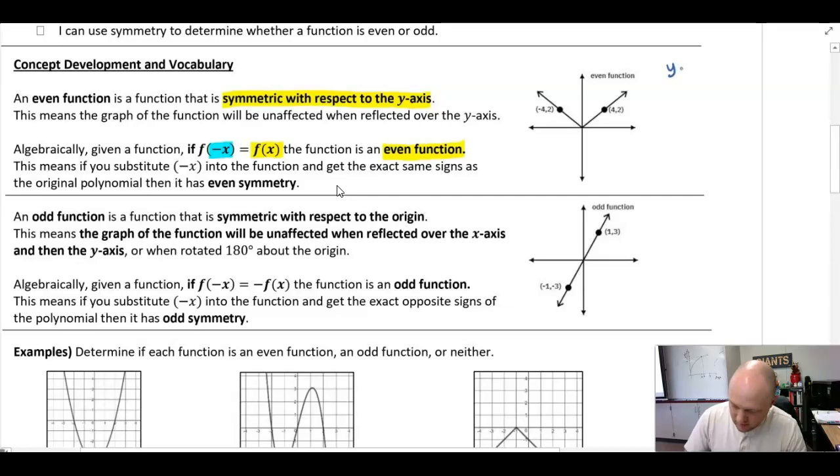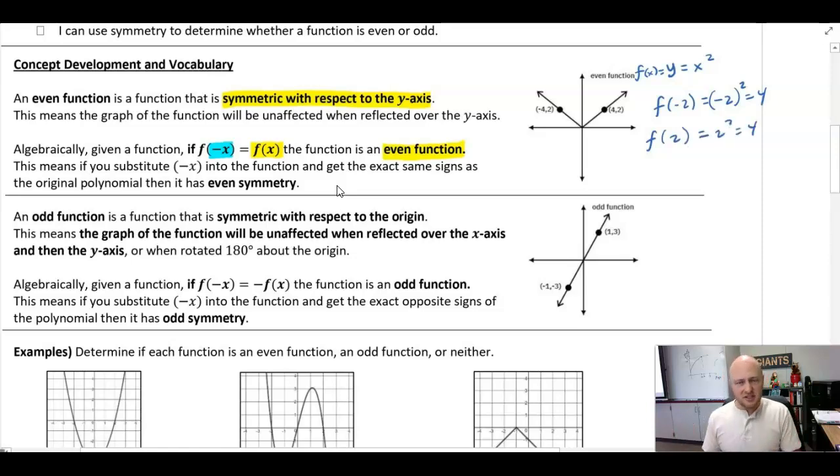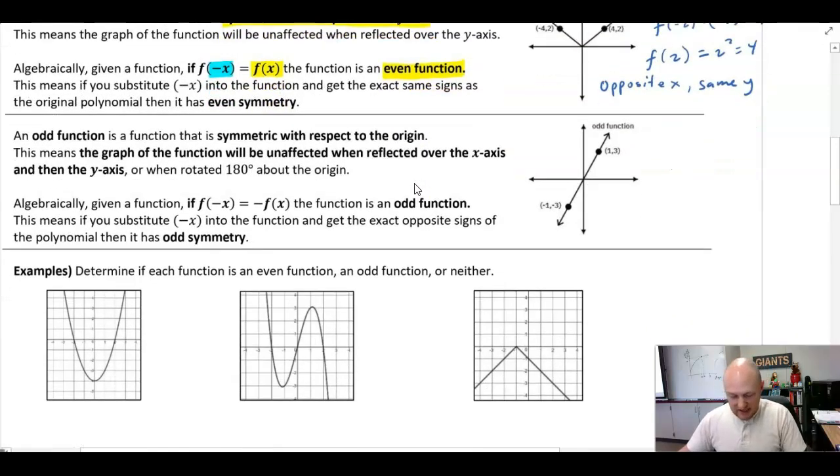Another example of this would be a function like y equals x squared. If I call this function f, what is f of -2? Just informally, that would be -2 squared, which gives us 4. And now I'm going to plug in the opposite x value, f of 2. 2 squared we know is 4. This is an even function. That's informal. We'll do this formally later. But here's the general idea: if I plug in the opposite x and I get the same y value or the same function out, the function is even. Let's go ahead and look at an odd function.